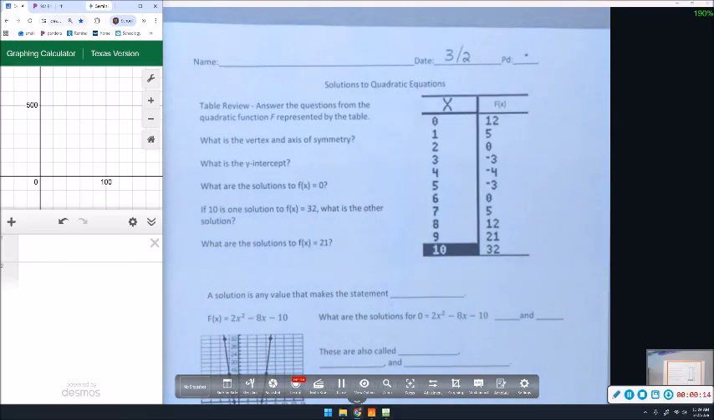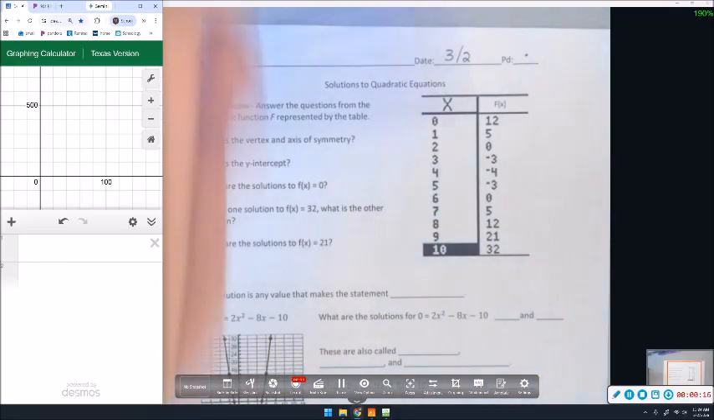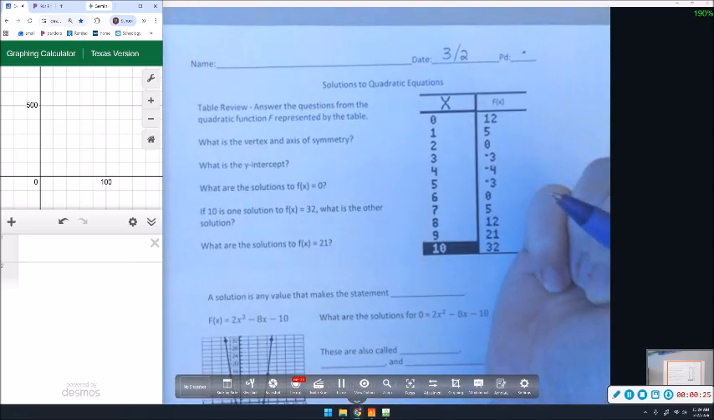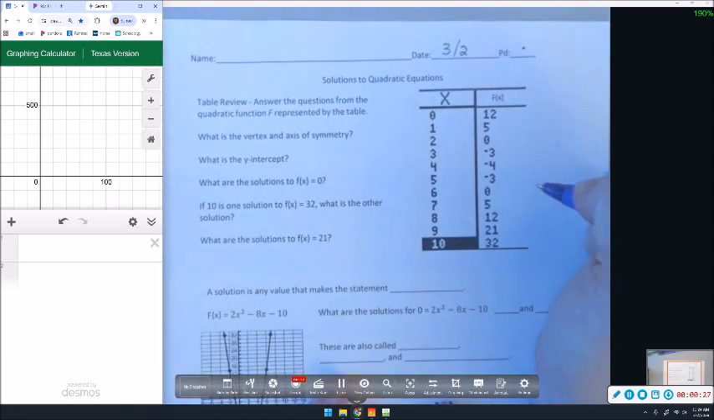Okay, so we're doing solutions to quadratic equations, except we're using graphs and tables or the calculator. So we like today because we don't have to do a lot of the math in our own heads. Looking at the first one, we're just reviewing what quadratics are from a table.